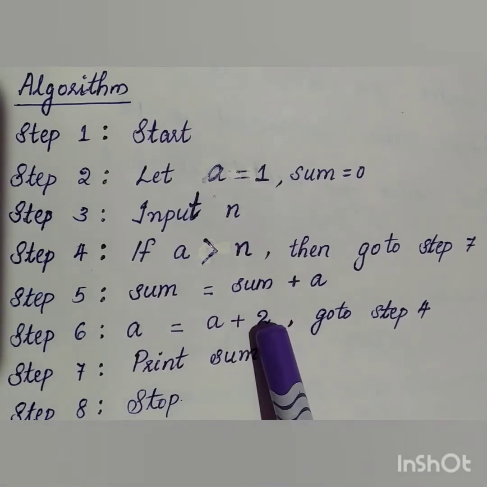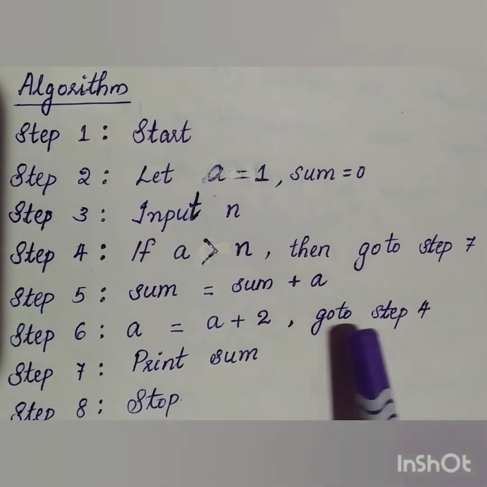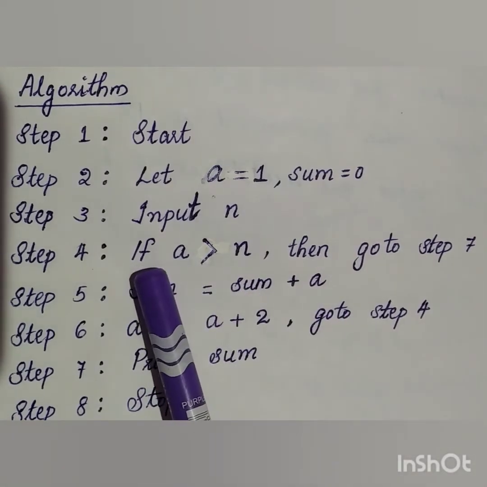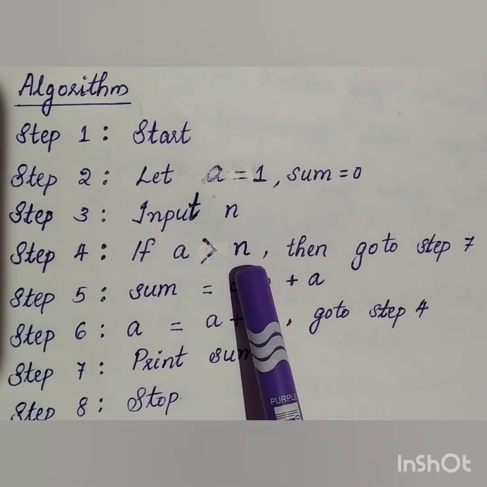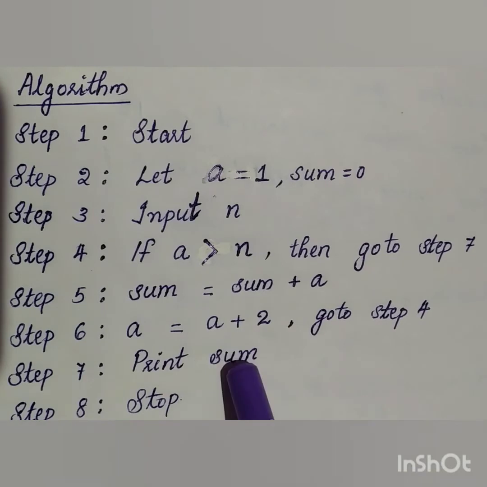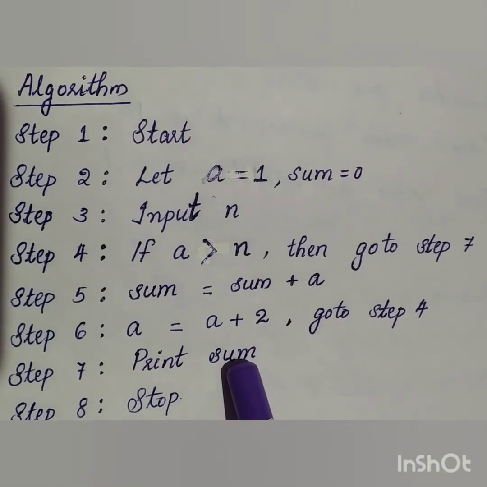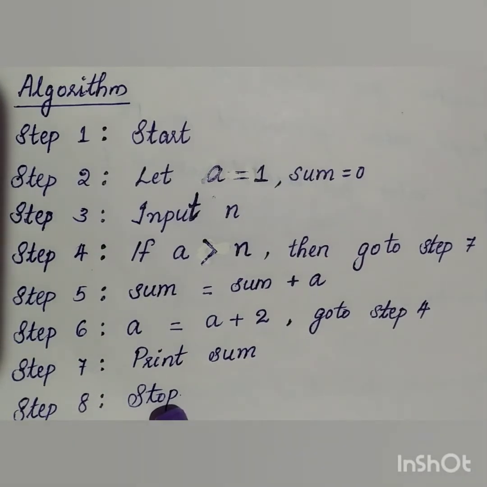9 is stored to the variable sum. Again a is incremented by 2. A becomes 7. Then going to step 4, 7 greater than 5? Yes, it is true now. Then go to step 7. What is step 7? Print sum. What is the value in the variable sum? It is 9. So here the value 9 will be printed, then the algorithm stops.